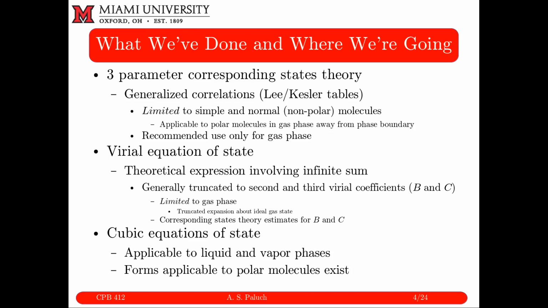So what we've done so far and where we're going: in the last set of notes we talked about three-parameter corresponding states theory. I mentioned these are often called generalized correlation or Lee-Kesler tables, which are just the folks that tabulated values. In general, these three-parameter corresponding states theories are limited to simple and normal molecules, and they're only suitable for modeling a single phase. They can't be used to model, say, vapor-liquid coexistence. We had the virial equation of state, which is our only theoretical expression, and it involves an infinite sum. It's generally truncated to one or two terms, and this limits it to essentially just modeling gas phases.